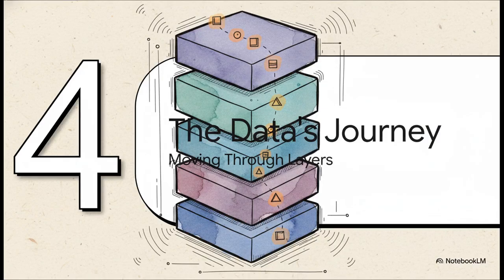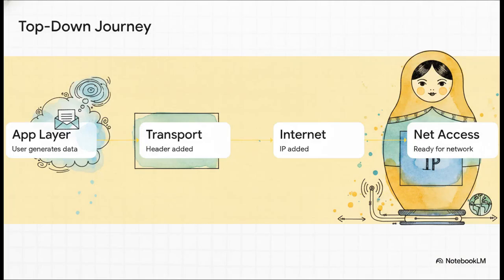Okay, Section 4, the data's journey. Let's actually track a single message top-down. A user generates data at the application layer. As it moves down to the transport, then the internet, and finally the network access layer, a brand new header is added at each and every step. It acts almost like a Matryoshka doll getting wrapped around the data. Because it's a stack architecture, this whole thing operates on a strict last-in, first-out basis.